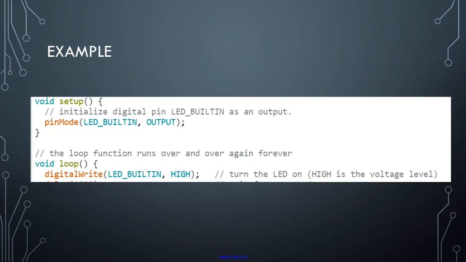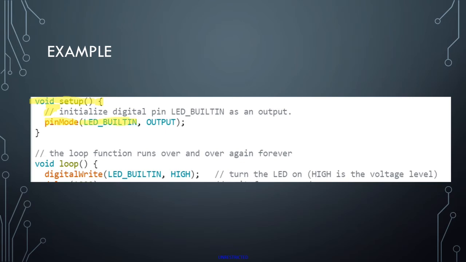Here's an example of the digitalWrite command being used in an actual program. We have our void setup at the beginning, very important, close parentheses, open curly bracket. We have our comment that we're setting apart by a double slash, and then we are using our command pinMode to set the mode of the pin.